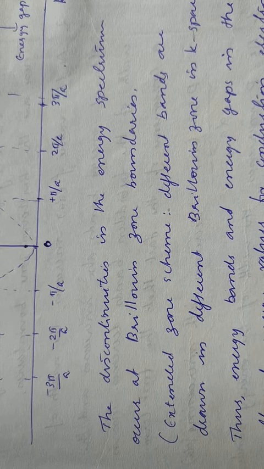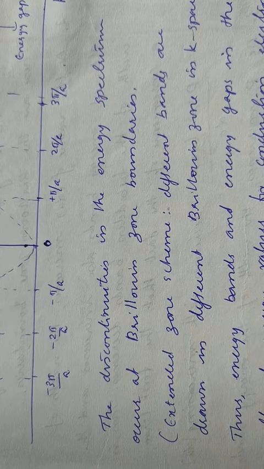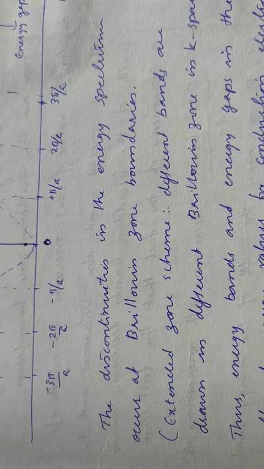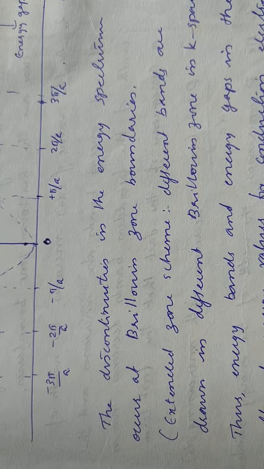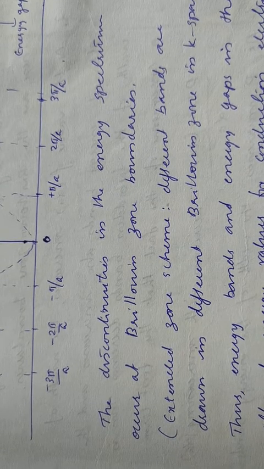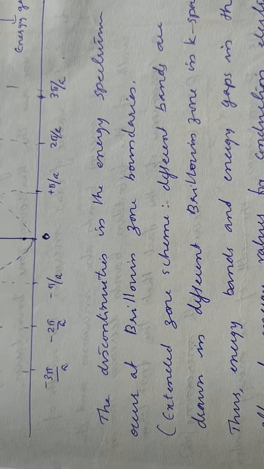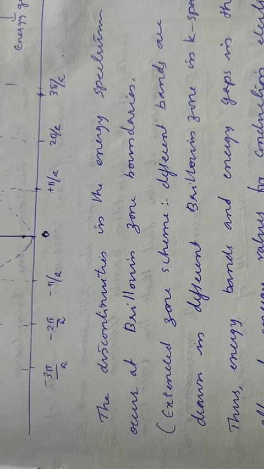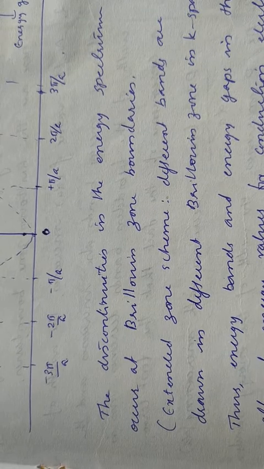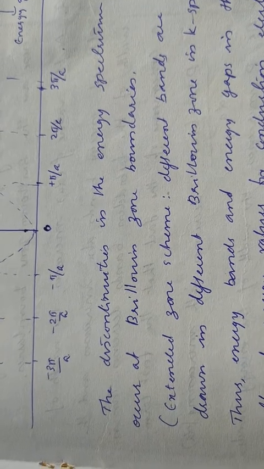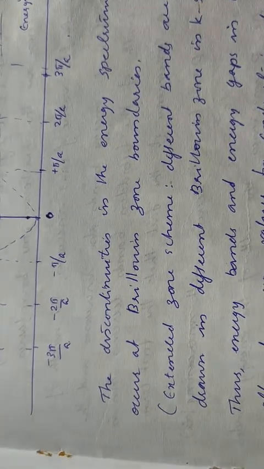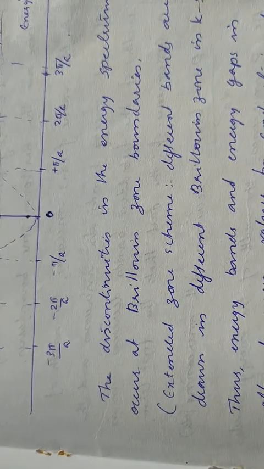You haven't studied Brillouin zone boundaries, I think. This is in your first module. This can be explained using the reciprocal lattice vectors. So the Brillouin zone boundary can be defined as the Wigner-Seitz cell boundary in the reciprocal lattice.